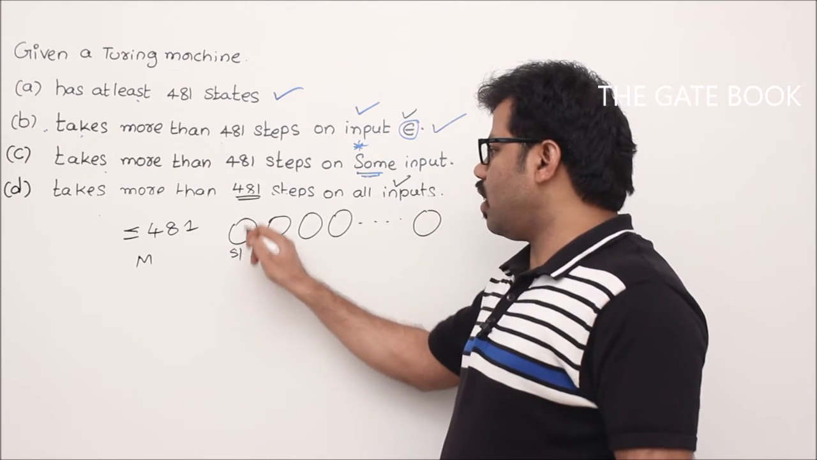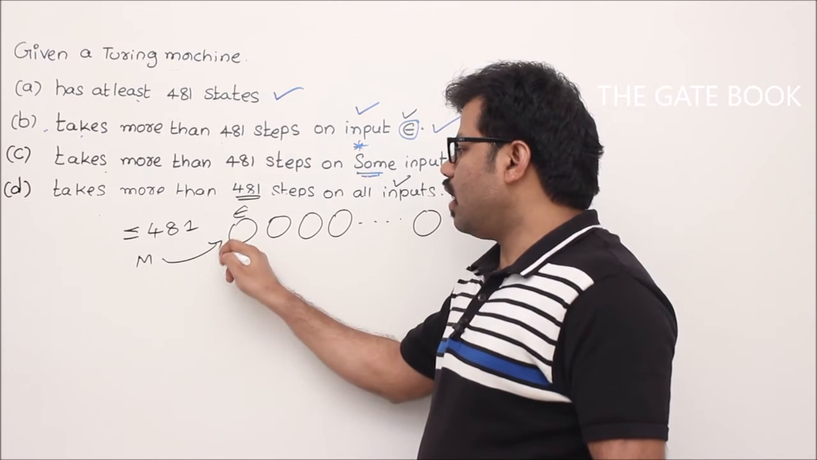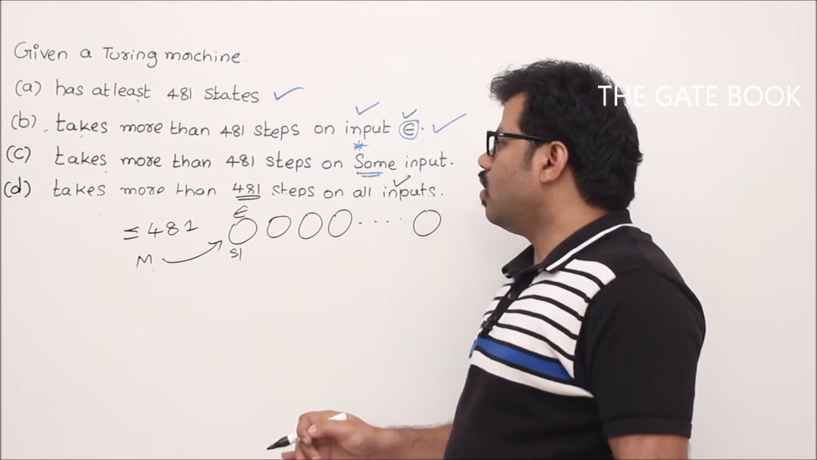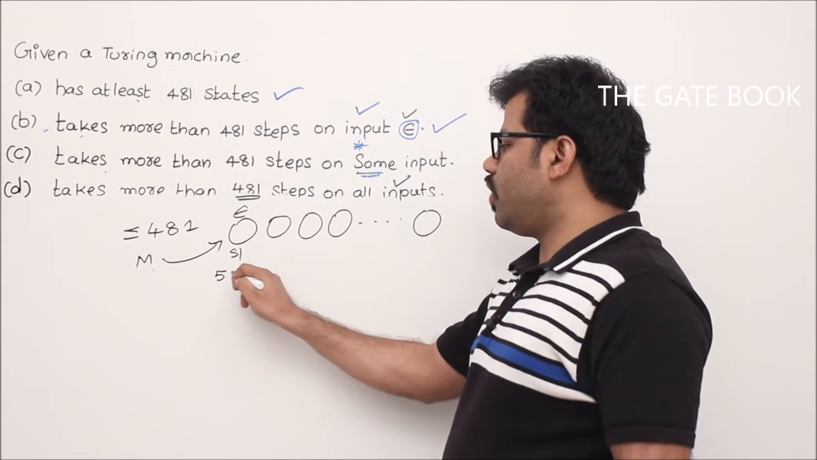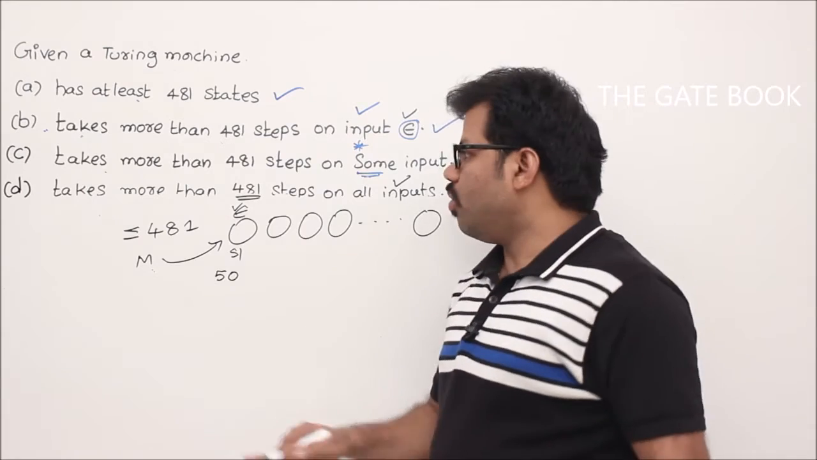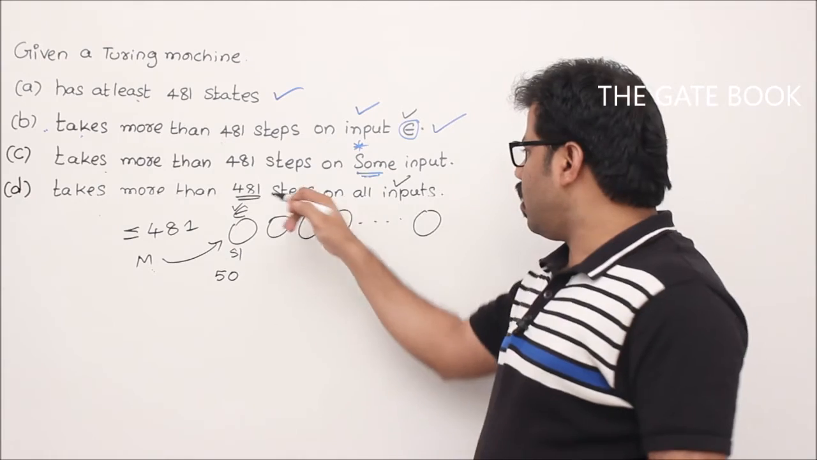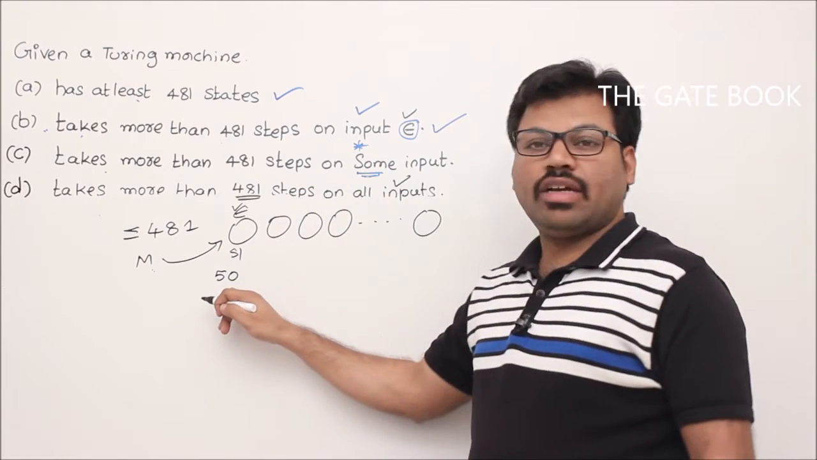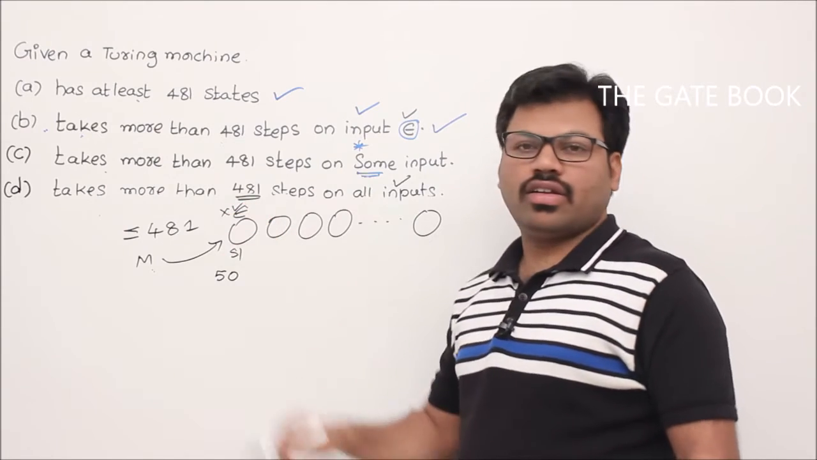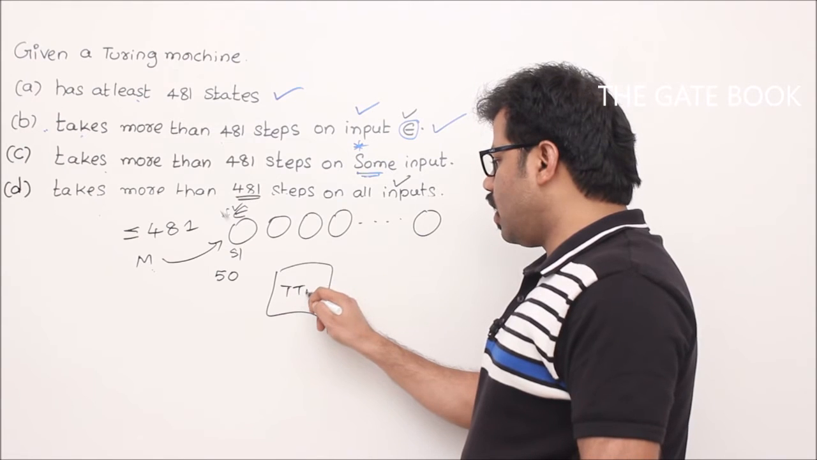String number 1, epsilon. Since its length is less than or equal to 481, I simulate my given Turing machine. Mr. Turing machine M, how many steps do you take on epsilon? If it takes only 50 steps, that is what epsilon says. But what is our question? Given a Turing machine, does it take more than 481 steps on all inputs or not? No, it is not taking more than 481 steps on all inputs, because epsilon itself failed. So we can stop and go to reject. That means this is your total Turing machine construction.